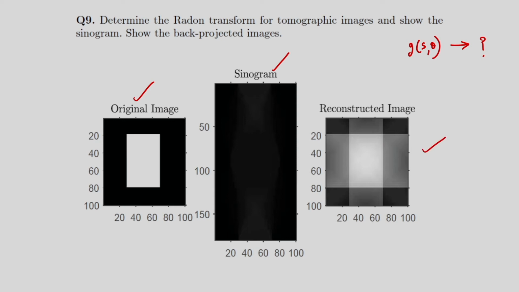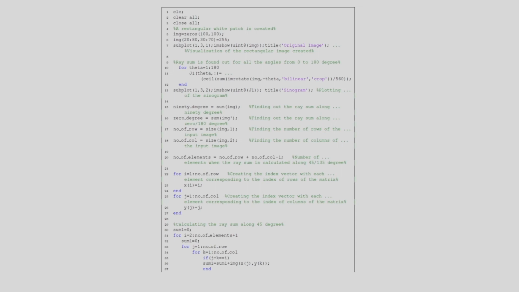So this is the reconstructed image by considering the back projection technique. There are two techniques I have explained in my class. One is the back projection technique, another one is the Fourier transform technique. But in this case I am considering the back projection technique. You can also apply the Fourier transform technique. So corresponding to this I am showing the program.